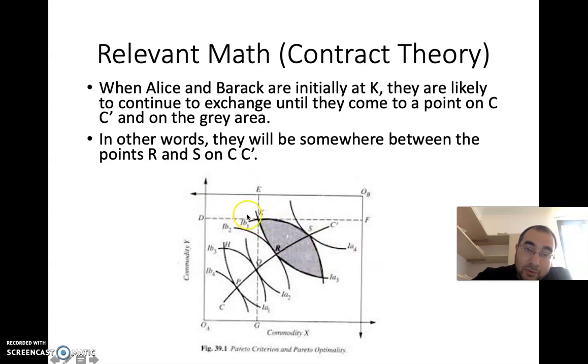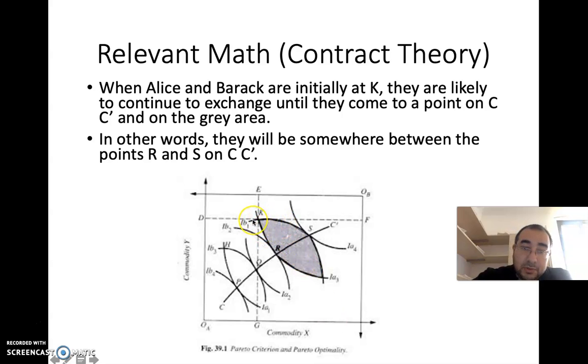And when we move on this curve, this basically means that Barak is getting more of commodity Y, but giving up part of commodity X to Alice, because when you go to this side, you go down. When you go down, Barak is taking part of the commodity Y that was belonging to Alice, and Alice is taking part of commodity X that was belonging to Barak. Since when you go to the right, commodity X is increasing for Alice and decreasing for Barak.